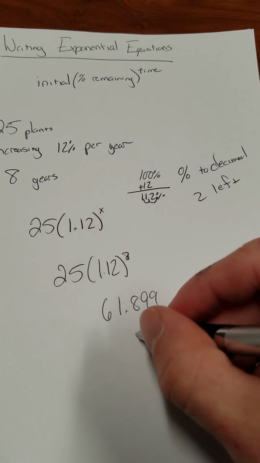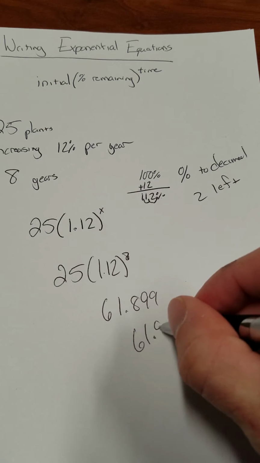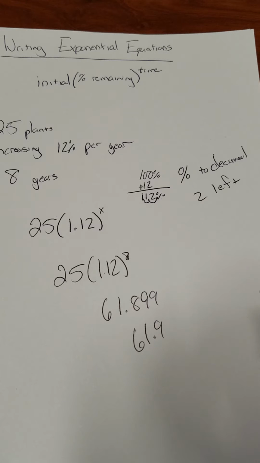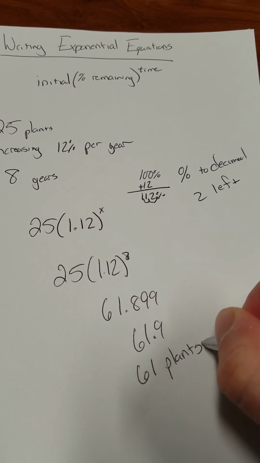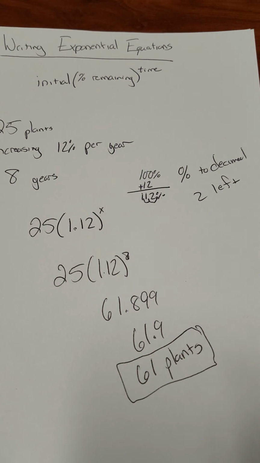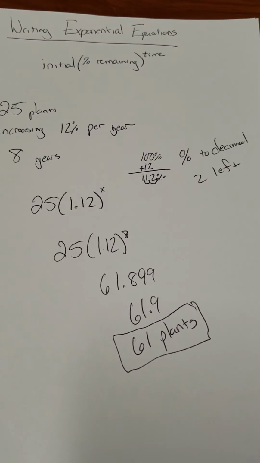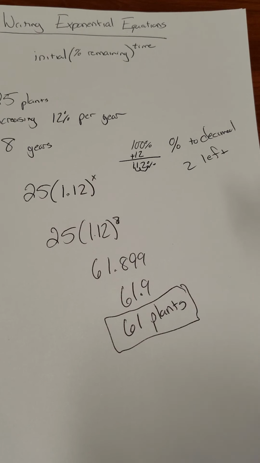61.899 plants, or just 61.9 plants, which doesn't make sense. So we have 61 plants, and we would round down in this case because we're not quite to 62 plants. Okay, we have 61.9, but that is not 62 plants, that is only 61 plants. So after 8 years in this garden, there would be 61 plants, and we only started out with 25.